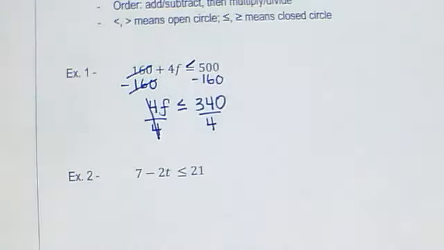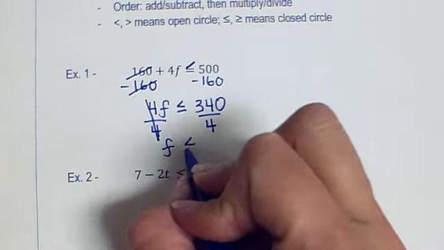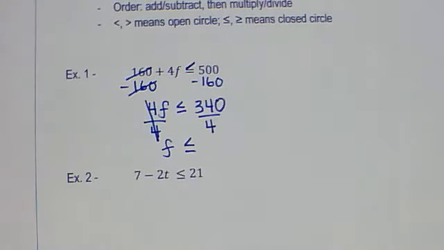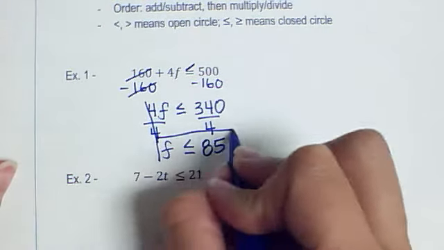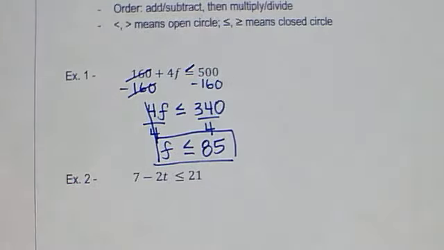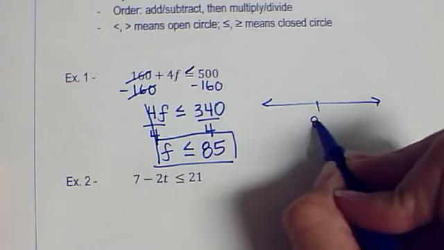On this side they cancel. On that side now I only have f and is less than or equal to. 340 divide 4, if you plug that into your calculator, is 85. And that's your final answer. Let's graph that real quick. So I'm going to do 85.